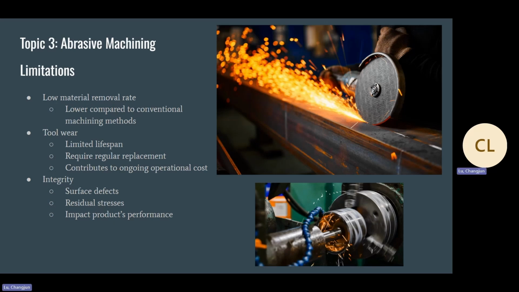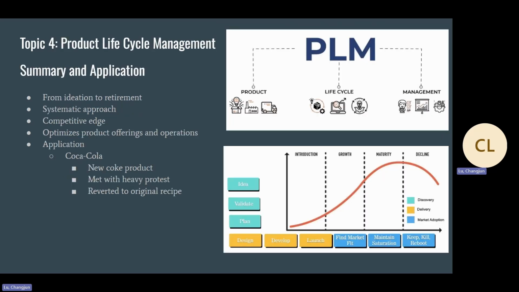There is a risk of introducing microscopic surface defects or residual stresses, which can potentially impact the product's performance and integrity. Next, topic 4, which is PLCM, or Product Lifecycle Management. This topic is a process of managing a product's entire lifecycle from ideation to retirement. It involves a systematic approach to product development, manufacturing, distribution, and support. PLCM is crucial for companies looking to gain a competitive edge in the market by optimizing their product offerings and operations.